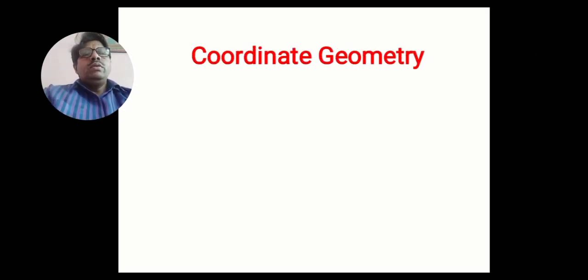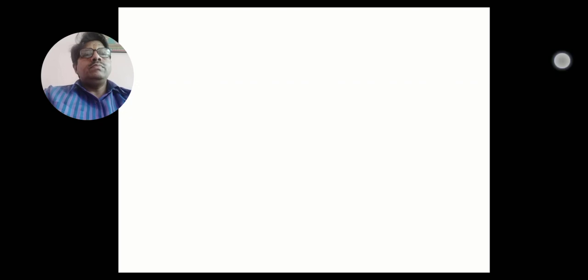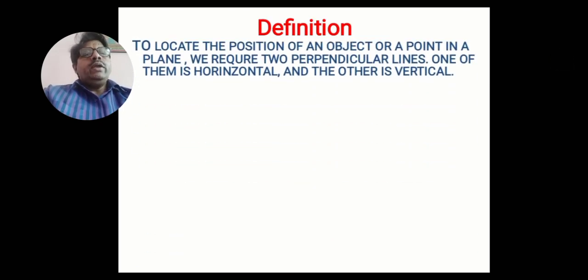Good morning, students. Today we are going to start the topic coordinate geometry. Definition: to locate the position of an object or a point in a plane, we require two perpendicular lines. One of them is horizontal and the other is vertical.